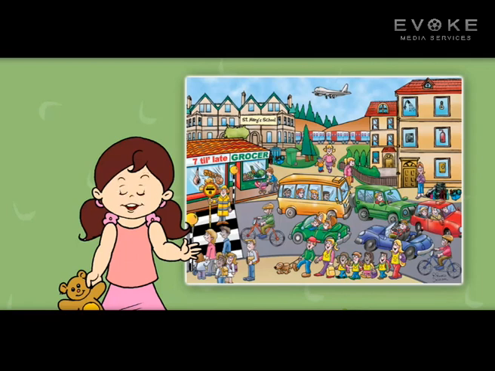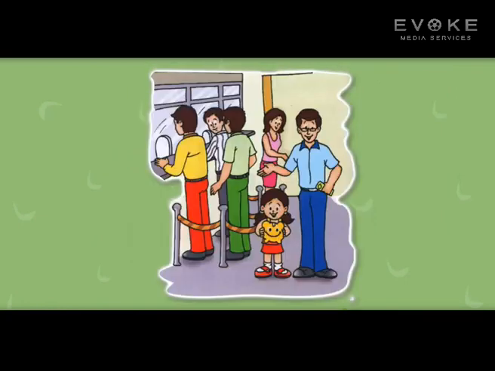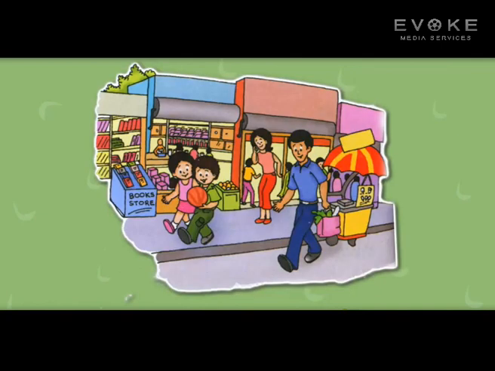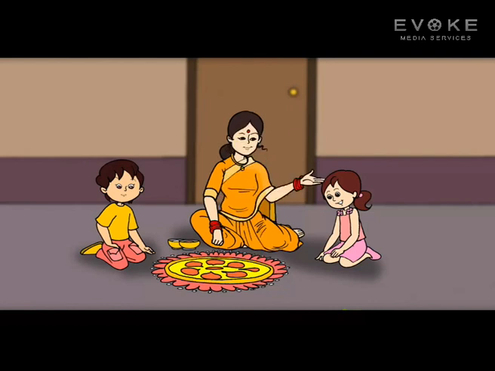I have a letter to post to Priya, my friend. They go to the post office. Mina posts the letter there. Her father wants some money, so they go to the bank next. Mina meets Aslam in the market. He has bought a ball to gift to her. Mina reaches home.